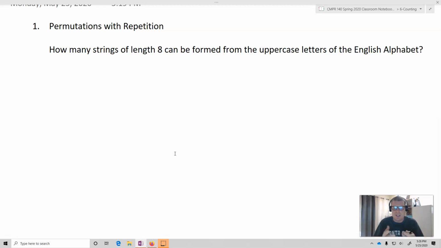counting. It's going to change things from a particular perspective, and we're still going to be using the product rule, but our counting is going to be a little bit different. So, let's say, for example, how many strings of length 8 can be formed from the uppercase letters of the English alphabet? Okay, so we've got 8 letters.